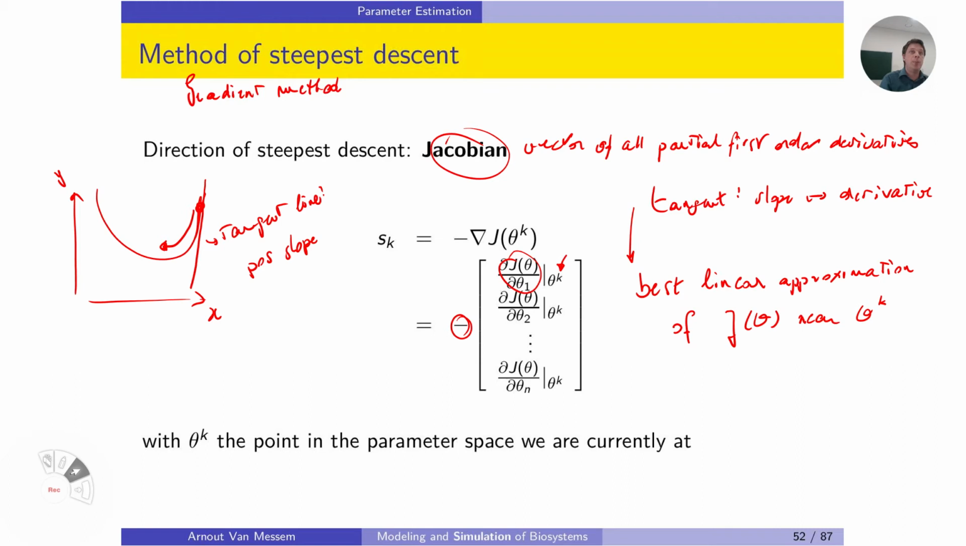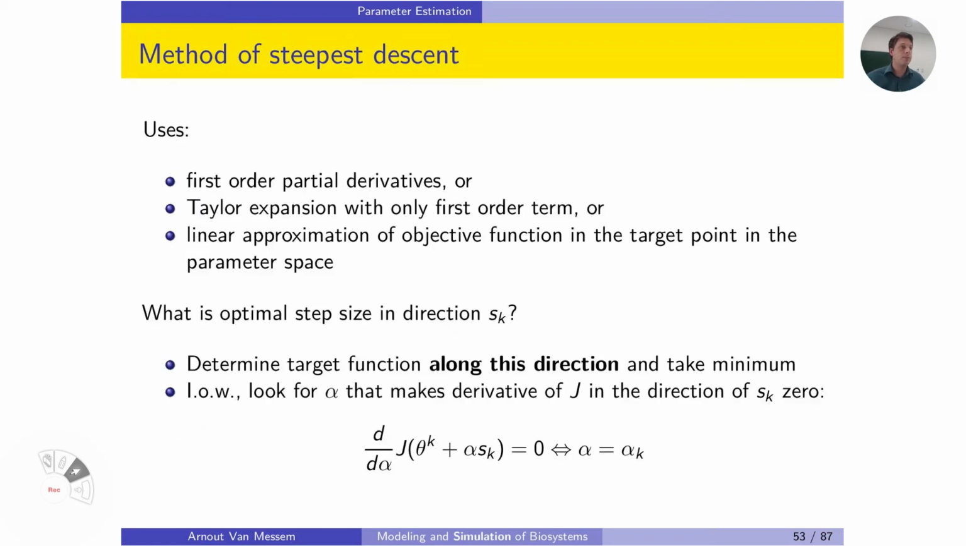To make my values of x smaller, I need to subtract a value. So I don't need a positive value, I need a negative value. So with my positive slope, I have to multiply by minus, so I have to change the sign to be able to move to the left side instead of to the right side. So that's why we have minus, and then minus derivative evaluated in the current parameter set.